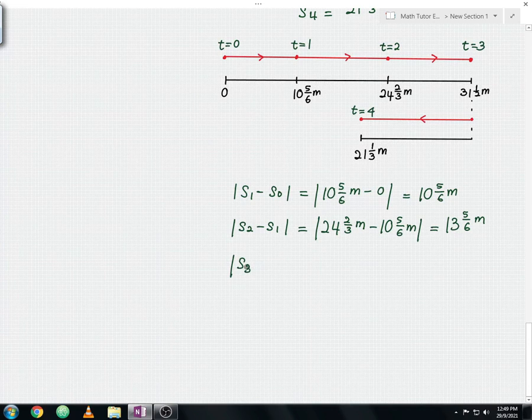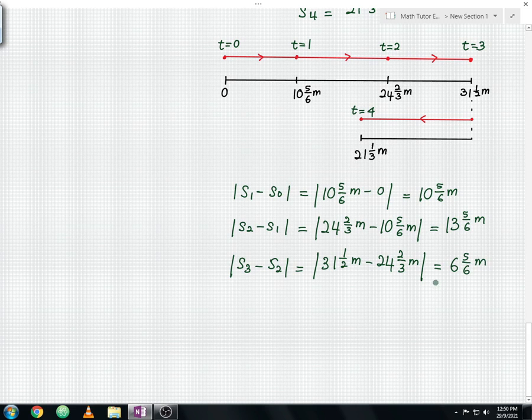Continue to calculate the distance traveled during the third second, which will be equals to modulus of S3 minus S2 close modulus, equals to modulus of 31 1 over 2 meter minus 24 2 over 3 meter close modulus. So you calculate this, you should get your distance traveled during the third second will be 6 5 over 6 meter.